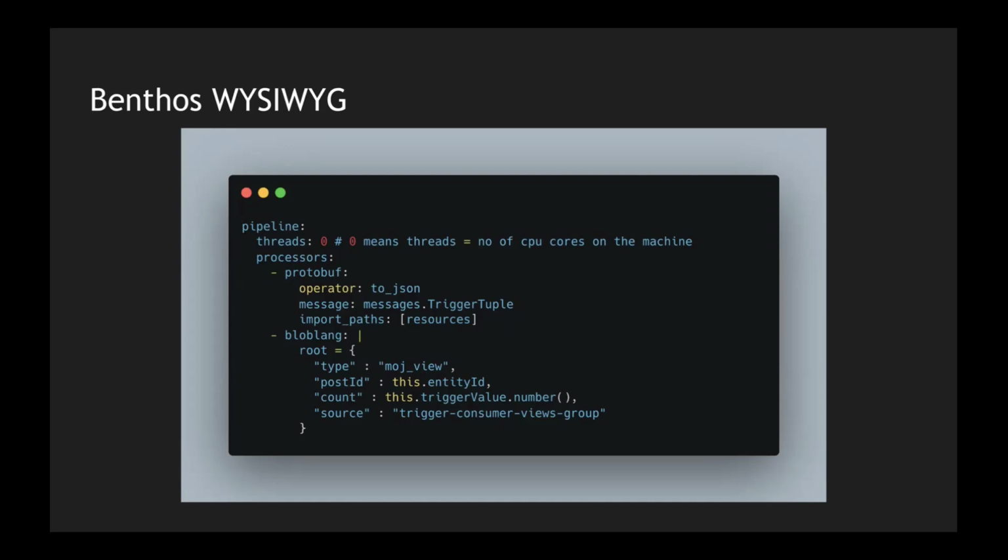At large scale, do you feel the consumer lag in Benthos? Because I'm currently dealing with Kafka streams at 3 million RPM. The problem is consumer lag. So is Benthos the alternative for that at that scale?